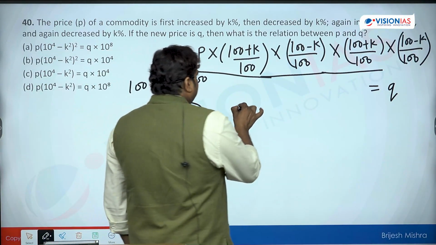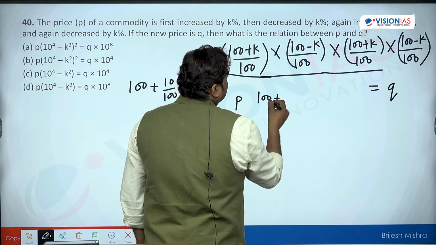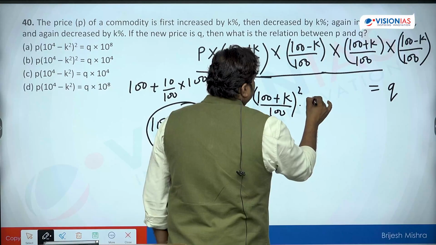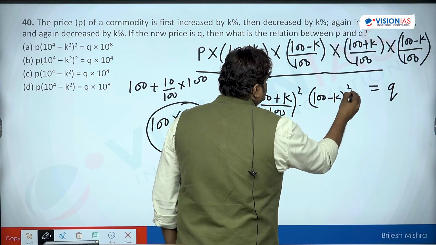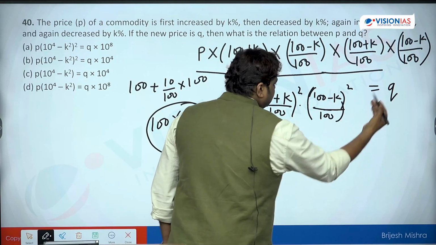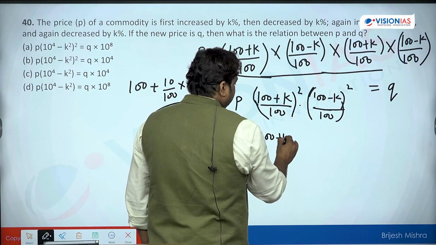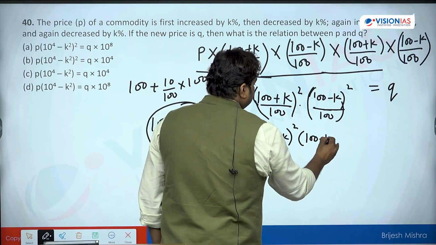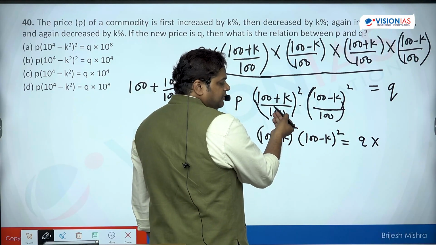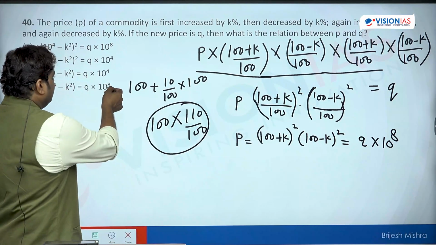Now we are going to simplify it. What we are getting? P, 100 plus K, 100 plus K by 100. So we can write this way, 100 plus K by 100 square into 100 minus K square. ये 100 का भी स्क्वायर ही होगा. That is equal to Q. So P की value is what? 100 plus K square, 100 minus K square, that is equal to Q multiplied by this 100 square, that is 10 to the power 4. This is 10 to the power 4. This is 10 to the power 8. Correct? Now 10 to the power 8.